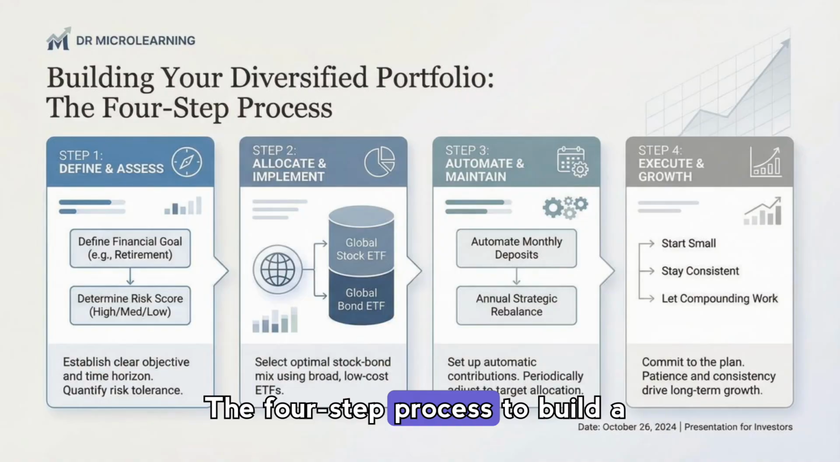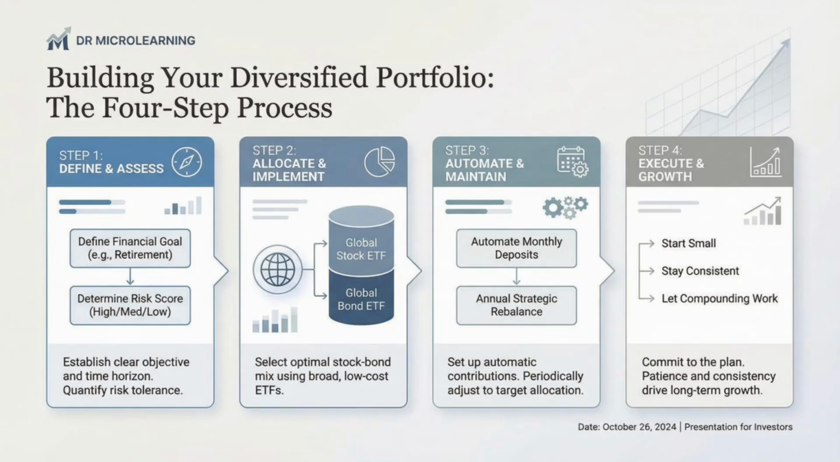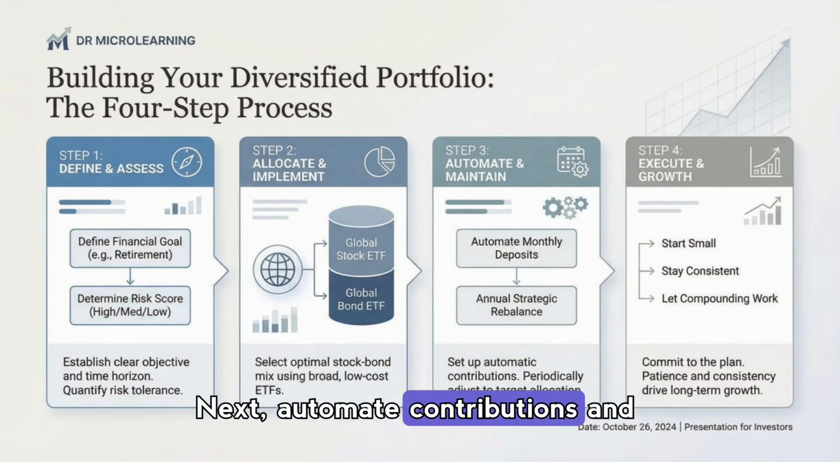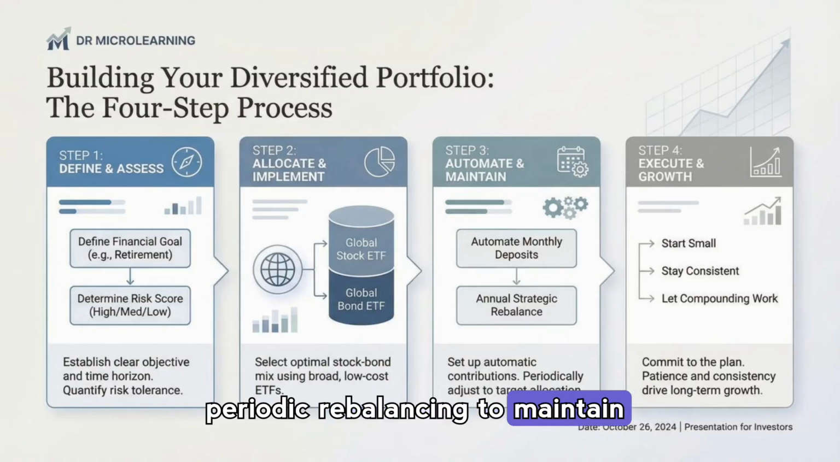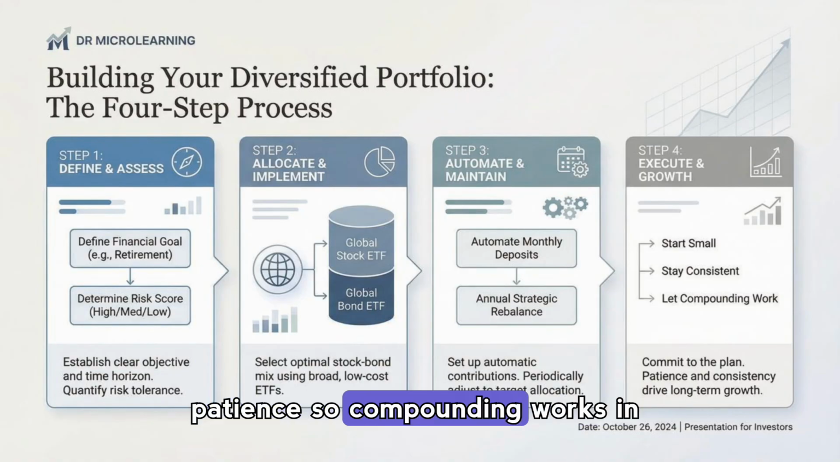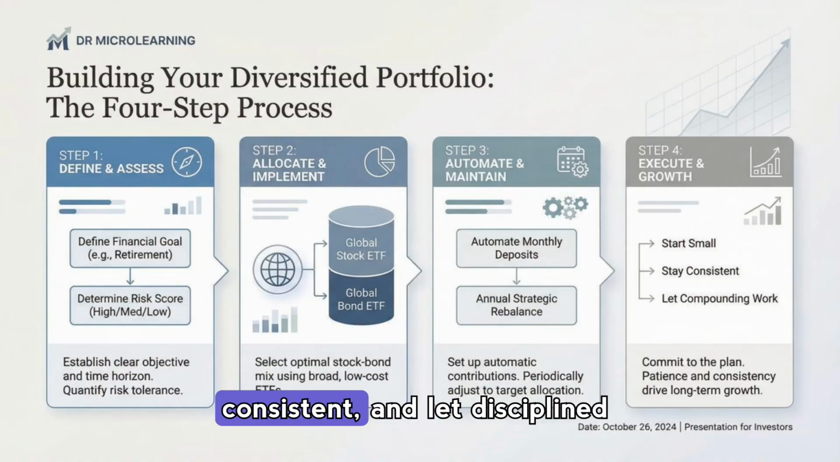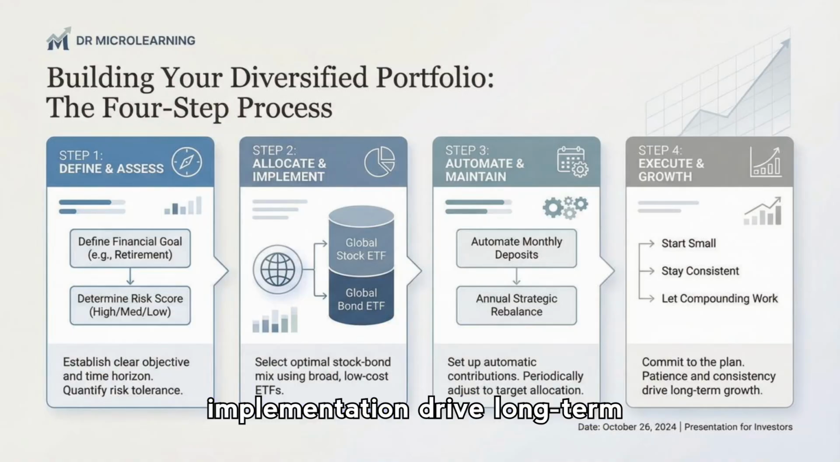The four-step process to build a diversified portfolio starts with defining goals and assessing risk, then selecting and implementing a broad, low-cost stock-bond mix. Next, automate contributions and periodic rebalancing to maintain targets, and finally execute with patience so compounding works in your favor. Start small, stay consistent, and let disciplined implementation drive long-term growth and financial resilience.